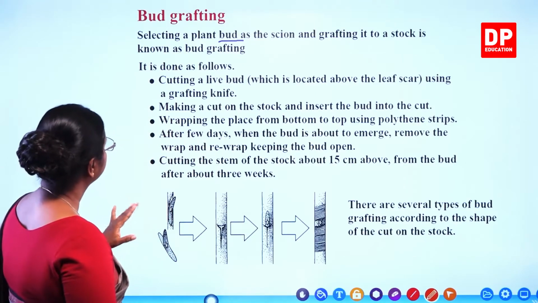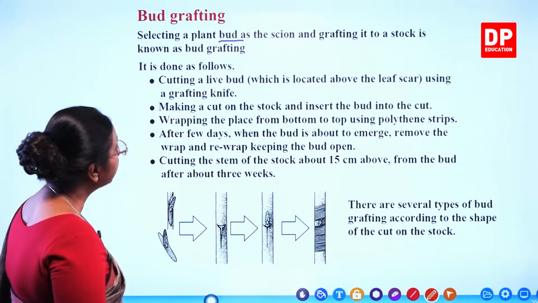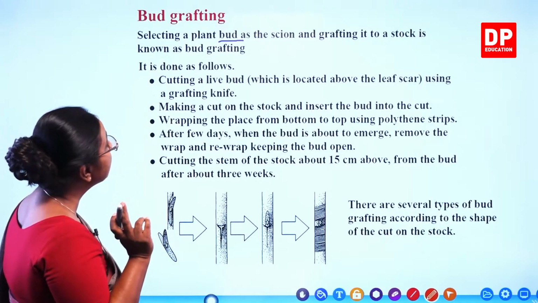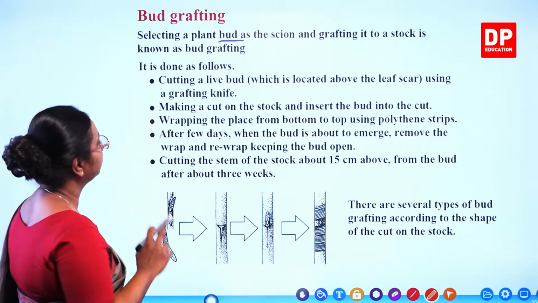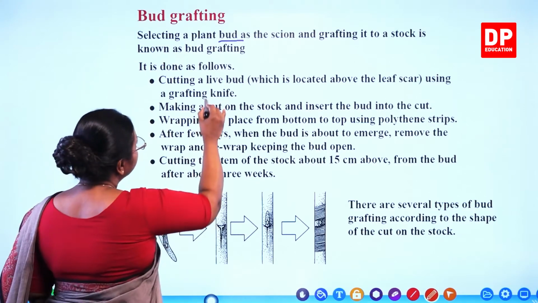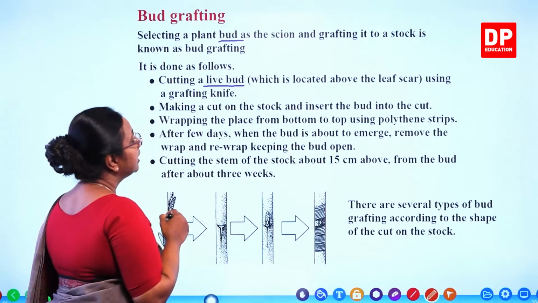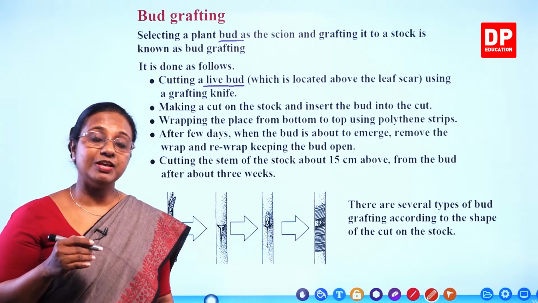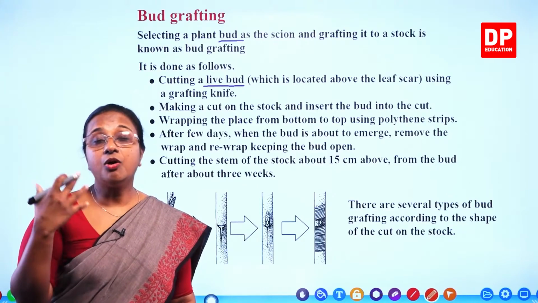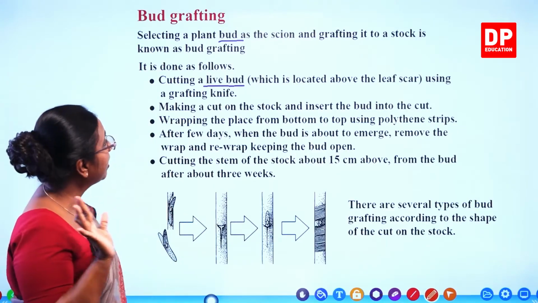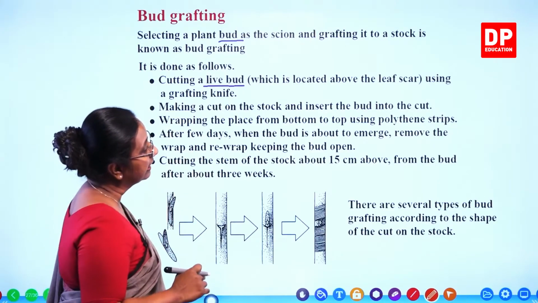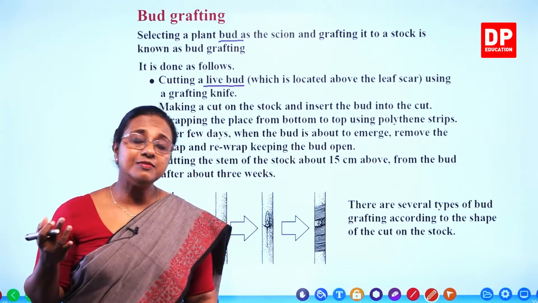This is the method. Cut a live bud, which is located above the leaf scar, using a grafting knife. A few points you need to remember: the bud has to be live. It has to be from a growing or living plant, a live bud, located above the leaf scar. What is a leaf scar?